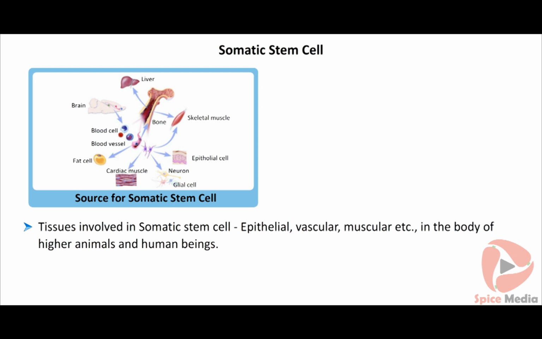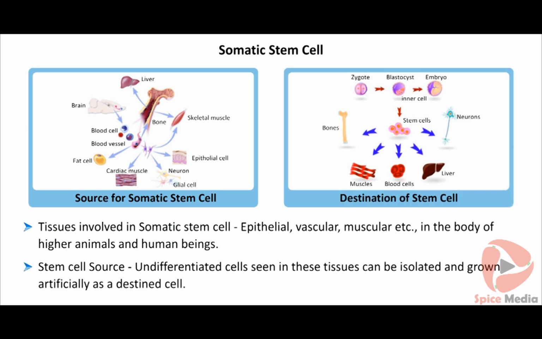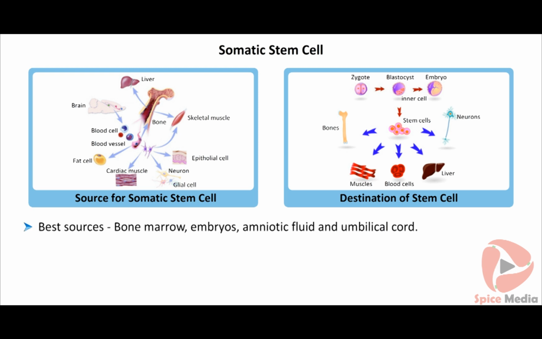There are many well-differentiated tissues like epithelial, vascular, muscular, etc. in the body of higher animals and human beings. There will be some undifferentiated cells seen in these tissues which can be considered as stem cells. They can be isolated and grown artificially as a destined cell, and the mechanism of growth is similar to that of embryonic stem cells. Bone marrow, embryos, amniotic fluid, and umbilical cord are the best sources for somatic stem cells.